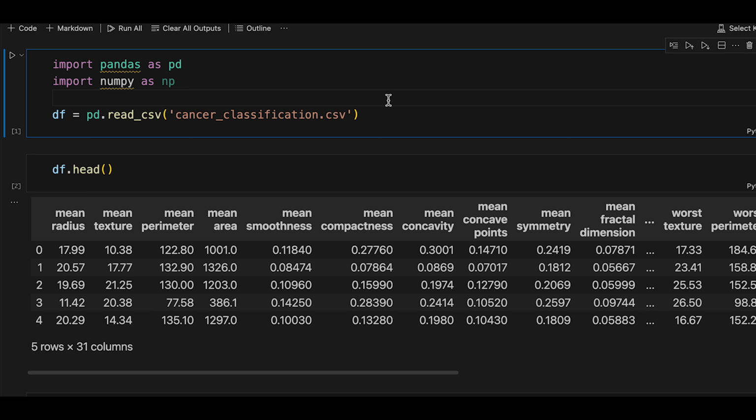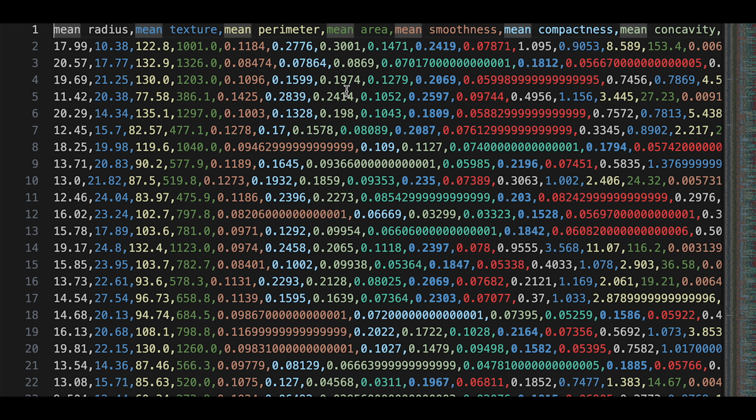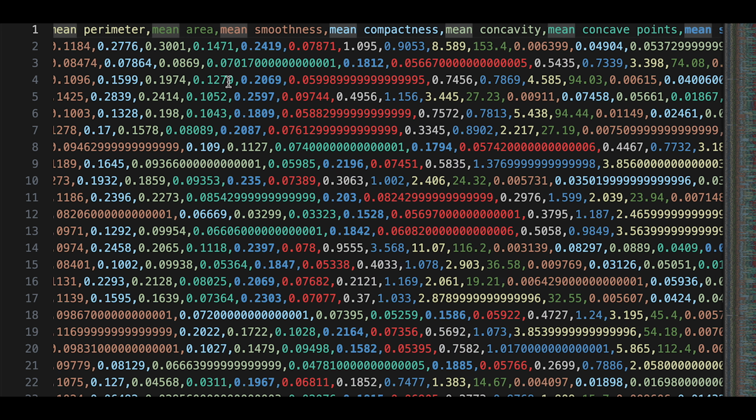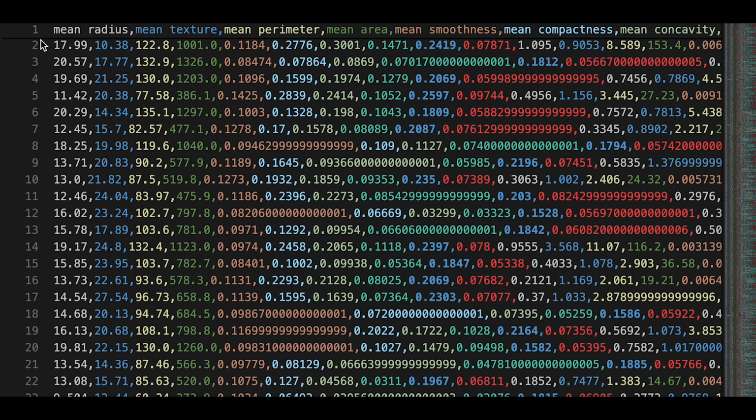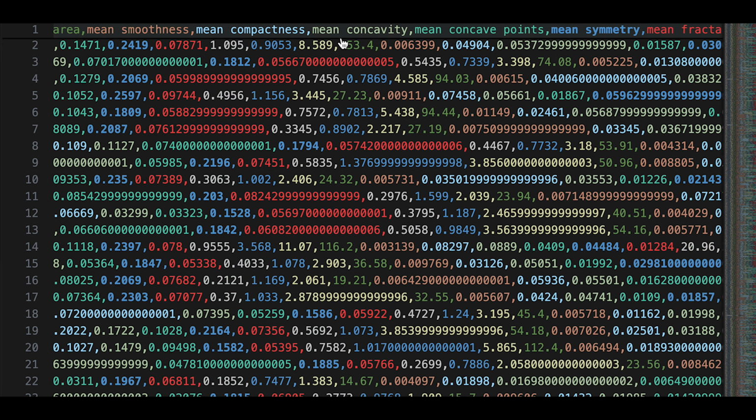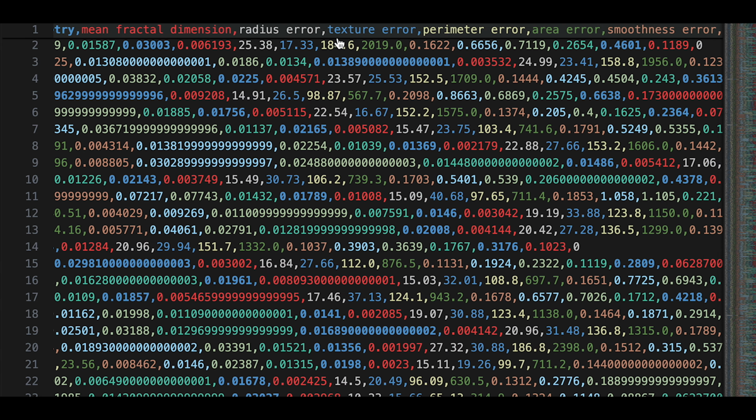Primary classification example. In order to do that, we are using cancer classification.csv. In this particular cancer classification.csv, there are so many features available. If you observe, we have mean radius, mean texture, mean perimeter, mean area. Like that, we have so many input features.